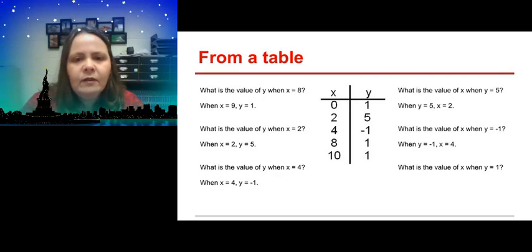And then what is the value of x when y equals 1? Well, if you look for 1 in the y column, you see that it occurs 3 times. So we need to list all 3 of those values that go with y equals 1. So when y equals 1, x equals 0, 8, or 10.